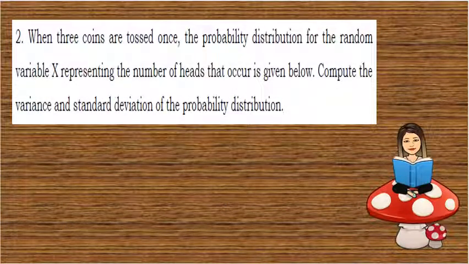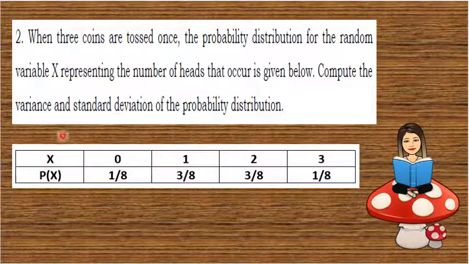Next example. When 3 coins are tossed once, the probability distribution for the random variable x representing the number of heads that occur is given below. Compute the variance and standard deviation of the probability distribution. So, again, we will compute for the variance and standard deviation. So, ito yung given probability distribution table.